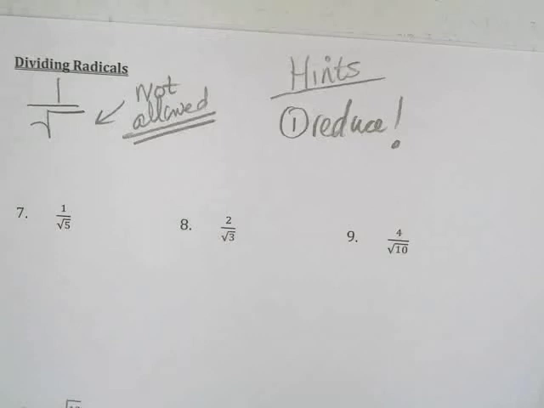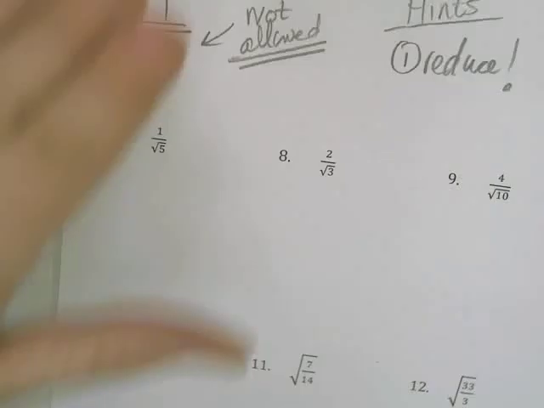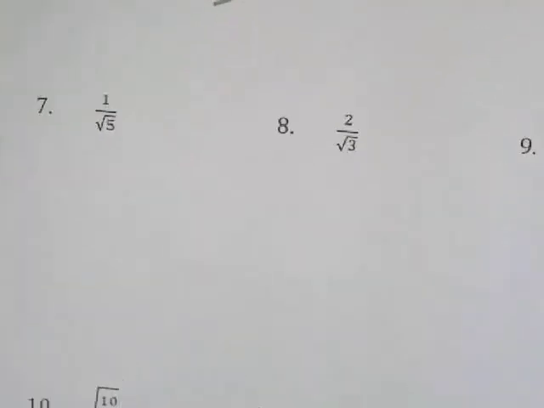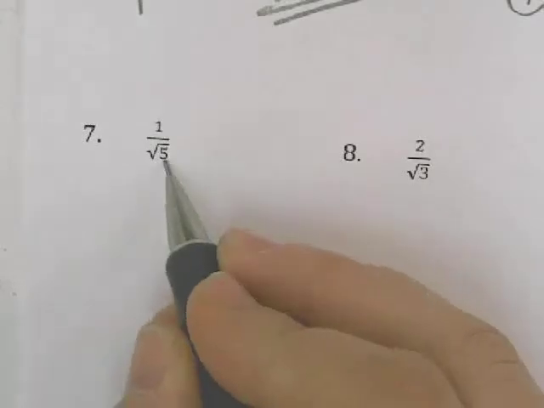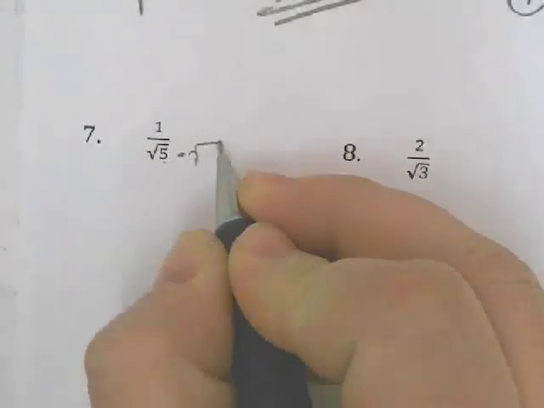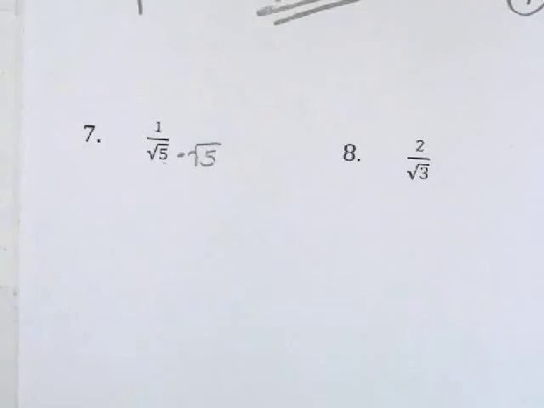Okay, so let's look at number 7. Now, in order to take something out, you had to have 2 of them. Well, I only have 1 5 here, so I need to have another square root of 5. Well, a fraction is similar to an equation. In an equation, if you do one thing to one side, you've got to do it to the other side. A fraction is the same idea.